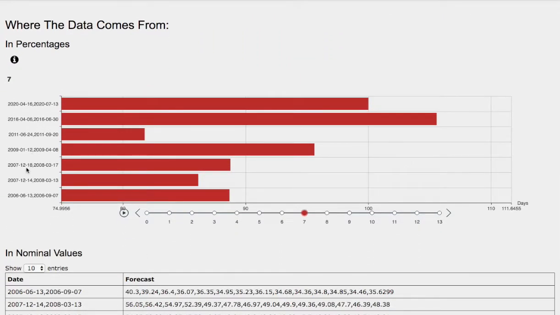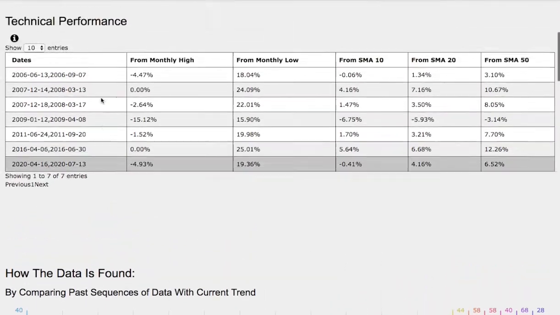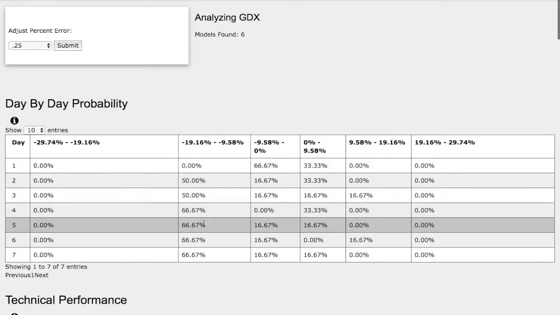So the model that we just examined was December 18, 2007 to March 17, 2008. Back then, GDX was down roughly around, say, 11.3%. So if we examine back to the day-by-day probability model, that coincides with this standard deviation. 67% chance for it to fall between negative 9.6 to negative 19%.